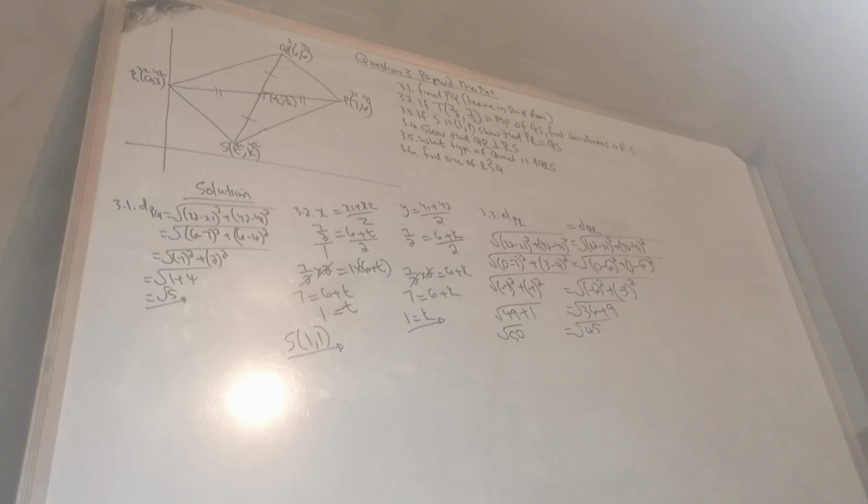Are they equal? We can't say so, because we are saying that PR equals QS. If S is (1, 1), show that PR equals QS. That's fine.